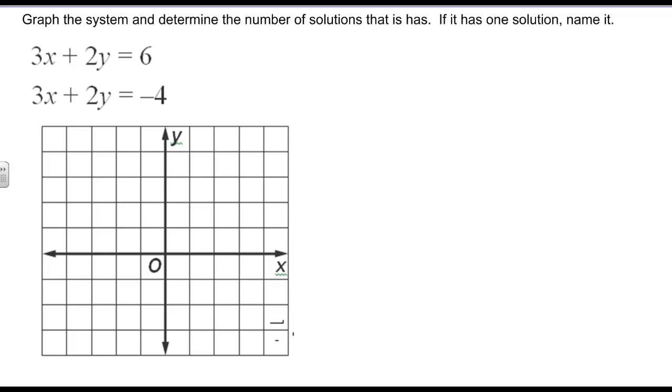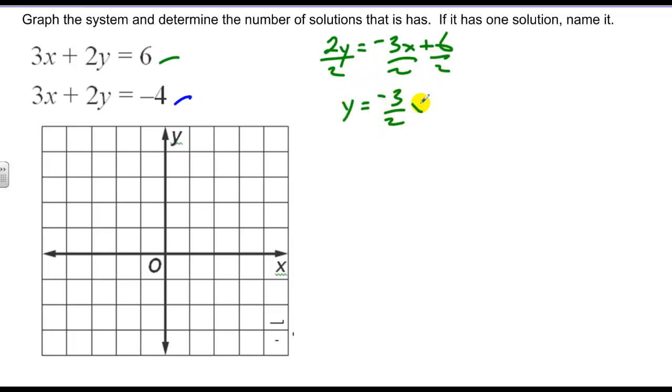Next problem, what we'll want to do is get y by itself. I'll do this guy in green, the bottom guy in blue. So let's do the green guy first. I'm going to subtract 3x from both sides. So I have 2y is negative 3x plus 6. Divide both sides by 2. I get y equals negative 3 over 2x plus 3.